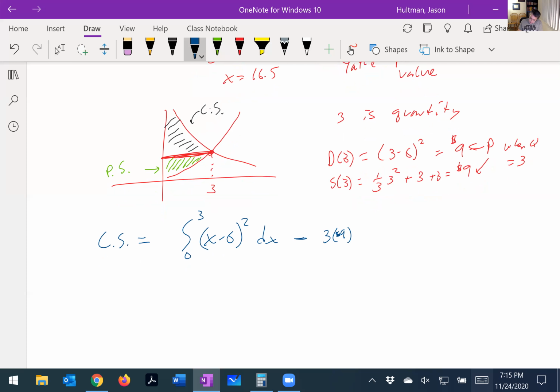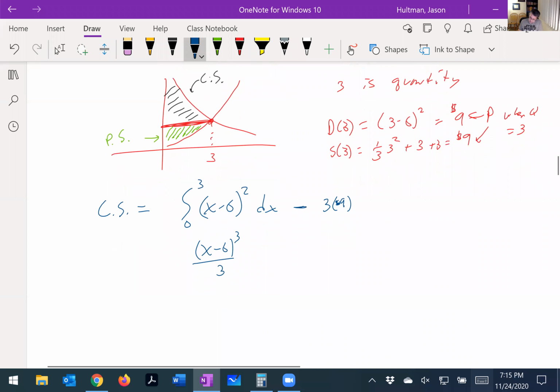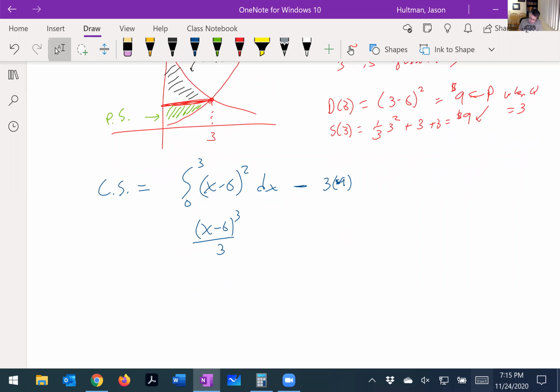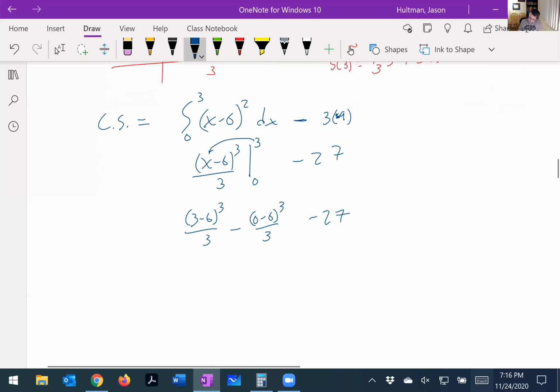So let's integrate this. This is going to be (x − 6)³ over 3. This is just from the previous exercise; we already know it works out like that. From 0 to 3. So I can plug in 3: (3 − 6)³ over 3 minus (0 − 6)³ over 3, and this is minus 27. Subtract off the 27.